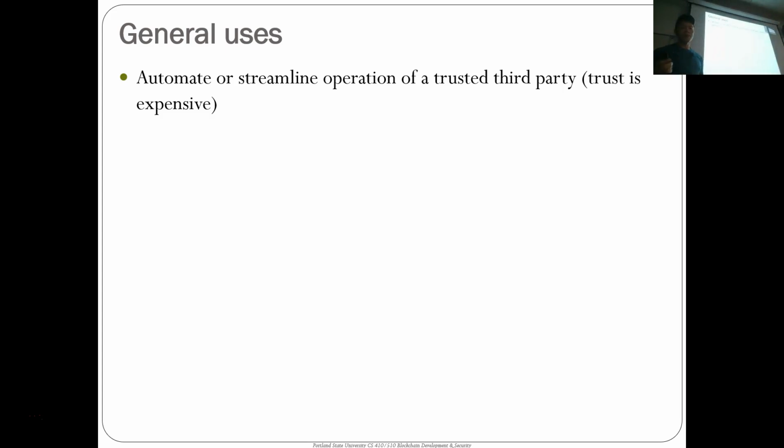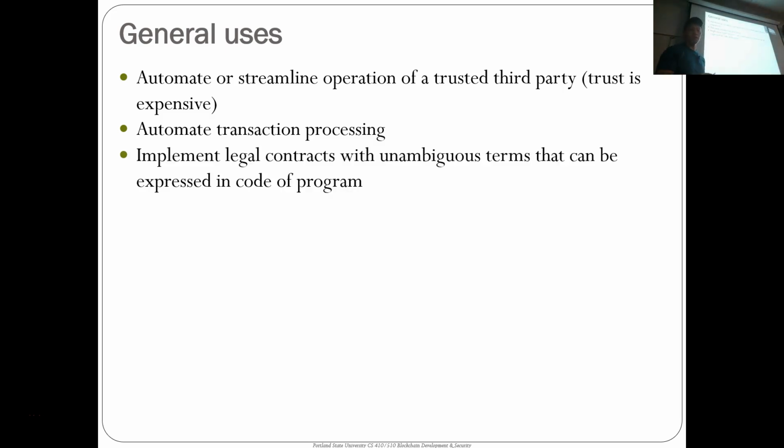Automate or streamline the operation of a trusted third party, where trust is typically expensive. So if you have to bootstrap your trust with a person, for example, like a notary, and that notary is the human that you're having to pay to do certain things, well, if you could have that notary be able to streamline his or her operation, you might be able to make things cheaper. Automate transaction processing, where the processing is done manually, person to person.